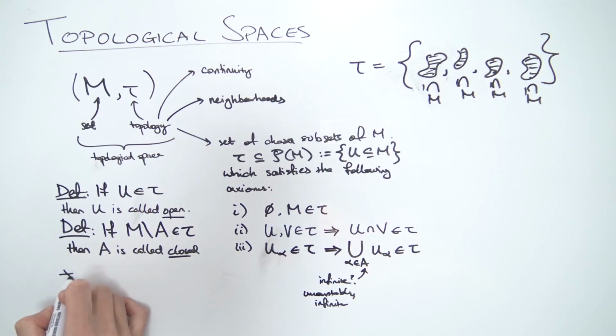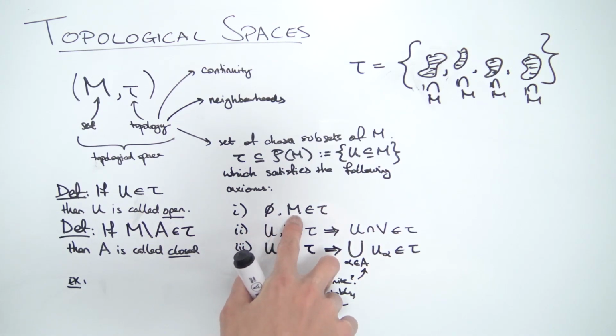Now it's important to note that open and closed really have nothing to do with each other. So if you have a set that's open, it does not mean that it's not closed. So a set could actually be open and closed at the same time. So open and closed are not mutually exclusive. And a very good example of this is actually the empty set and the set M.